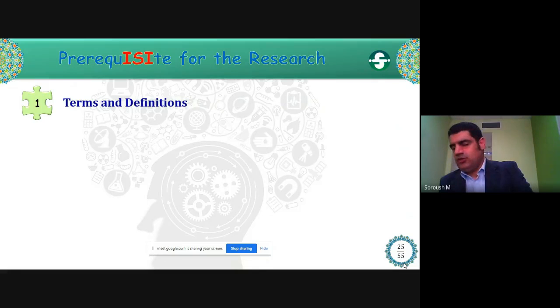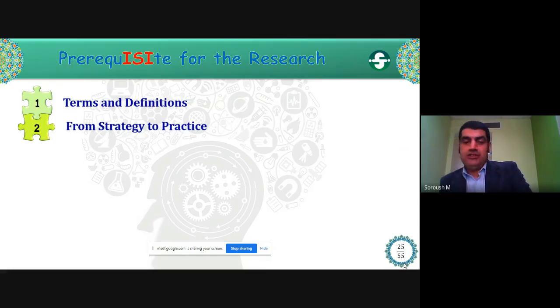Terms and definitions. Everybody knows that each field of research has its own tongue, and there are special terms and fundamental rules and definitions that should be cared for. Then having a strategy to start with would be the second necessity for research. And there is a stepwise manner for those working in the field of research to start from the strategy and to end in practice.